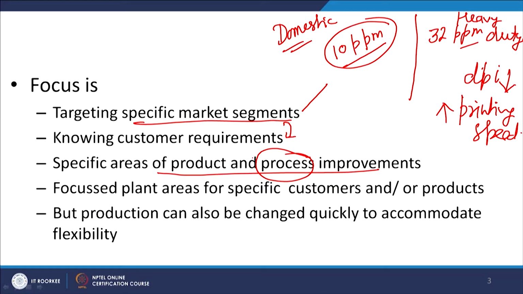Similarly, process improvements. If there is too much variation, we will need to do some kind of process improvements to reduce those variations. So, I need to see my entire process, and in that entire process I need to see where the scope of improvement is. We will discuss this particular aspect of process improvement in this session as well as in our next session, that a specific area of process improvement is a very important thing in the overall aspects of quality management.